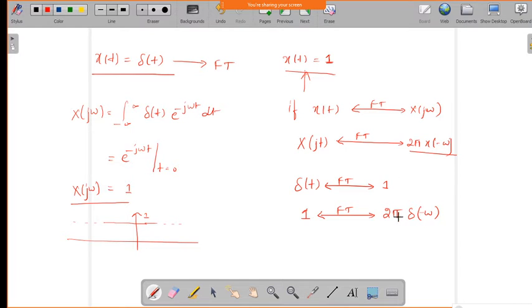Now del of omega is an even function, so we can replace del of minus omega with del of omega. Then the Fourier transform of 1 is equal to 2 pi into del of omega. This is the Fourier transform of the signal x of t equal to 1.